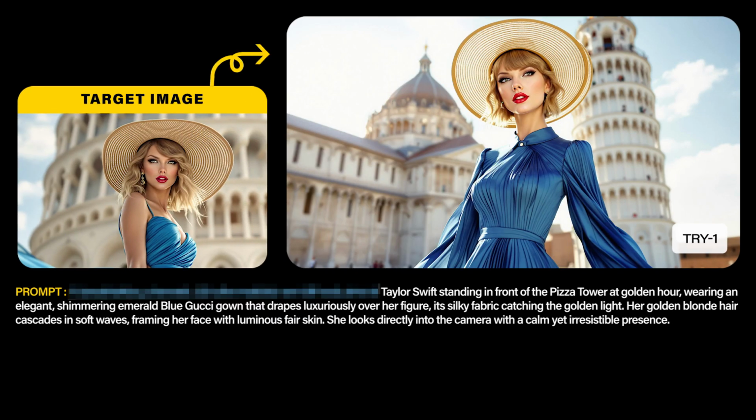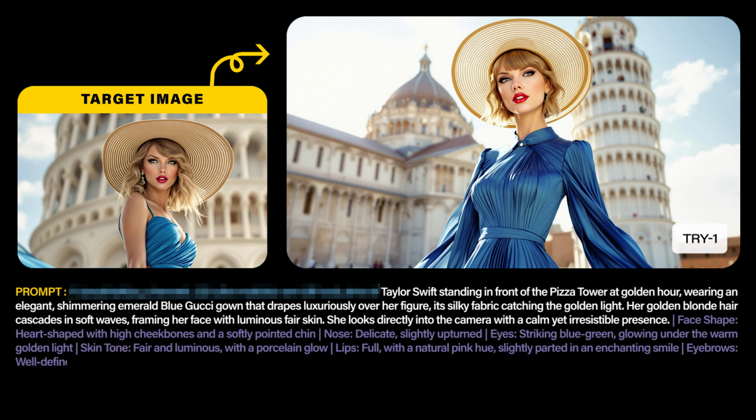Okay, let's start this tutorial with some basic prompts. The first example starts with a basic prompt: Taylor Swift standing next to the Pizza Tower during the golden hour wearing a blue Gucci dress. I also mentioned her blonde hair and asked her to look at the camera. And for more details, I include her face details, highlighted in purple.